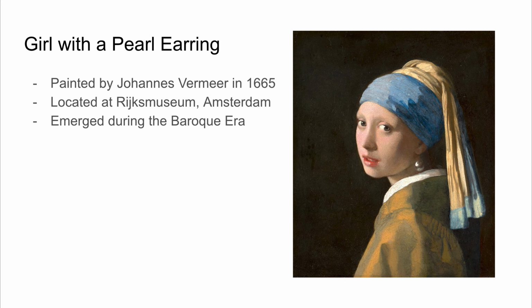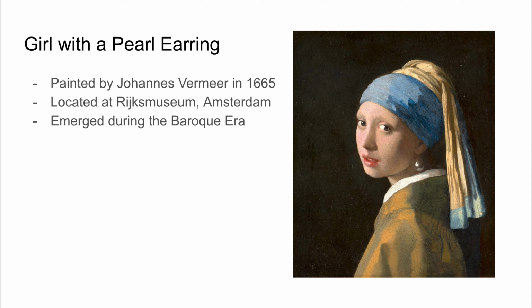To start, the Girl with a Pearl Earring was painted by Johannes Vermeer in 1665. It is oil on canvas and is currently located in Amsterdam. I'm sorry, I'm not going to try and pronounce the museum name.